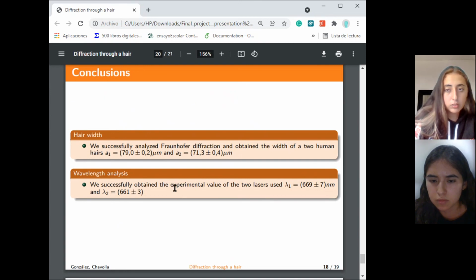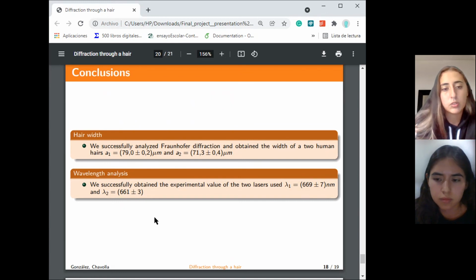However, we also obtained the wavelengths of the light sources that we used in the experiments. We obtained a value of 669 plus minus 7 nanometers in the first experiment, and for the second one, we obtained a value of 661 plus minus 3 nanometers, which are both within the ranges given by the manufacturers.